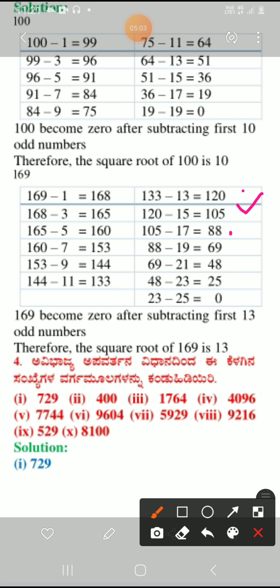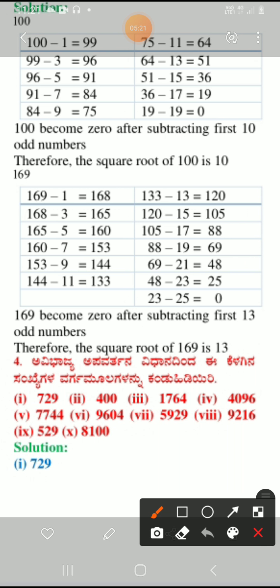Again, 105 minus 17 is the next odd number, 88. 88 minus, after 17, 18 is an even number, 19 is an odd number. So 88 minus 19 is 69. So 69 minus 21 is 48. So 48 minus 23 is 25. So the next number we must take here is 25.